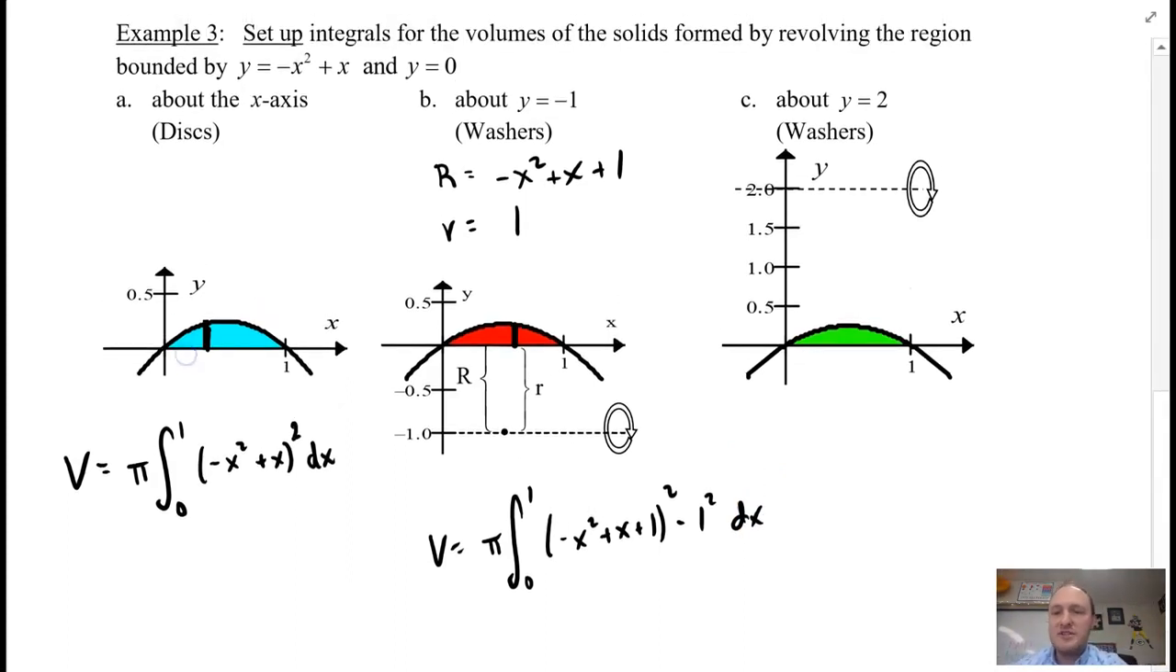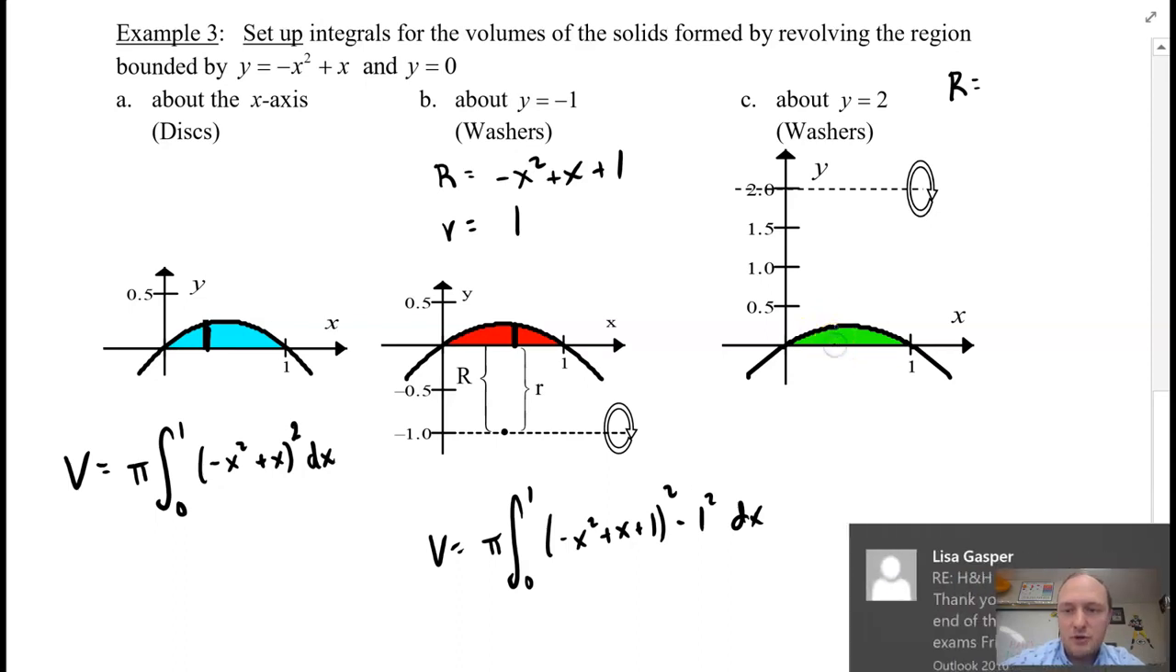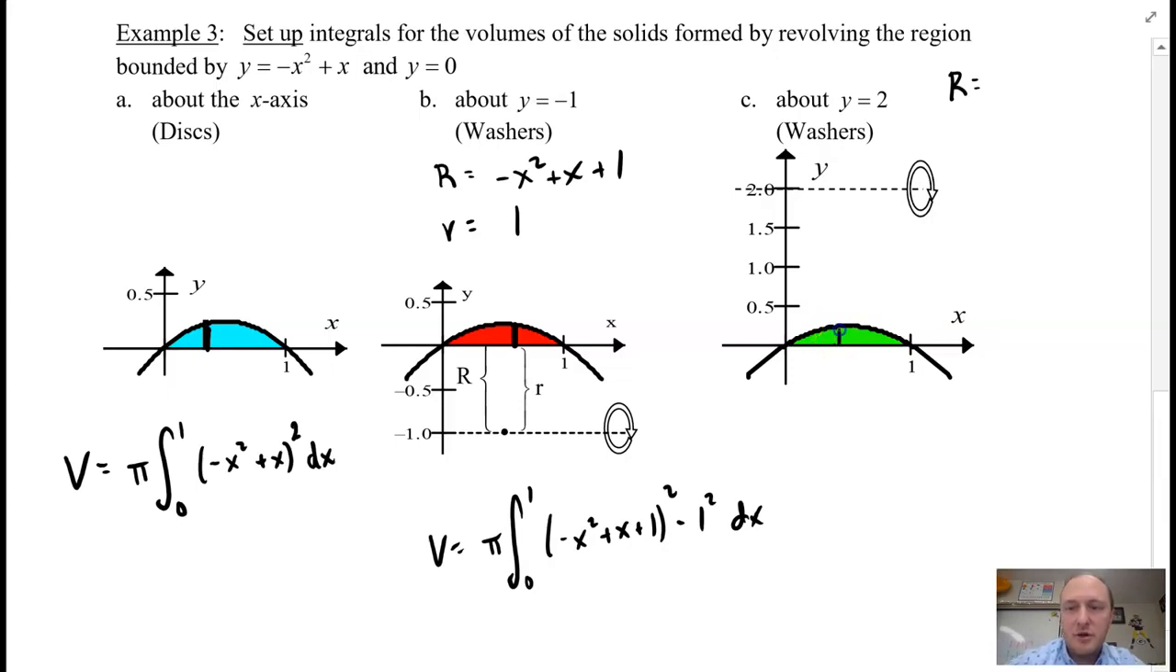For part C, now we're moving the axis of revolution up. Now here it's up at 2. Again, just ask yourself, what's big R? That's from the bottom of my function all the way up to here. So this is big R. That whole distance is just 2. So there's the big radius.